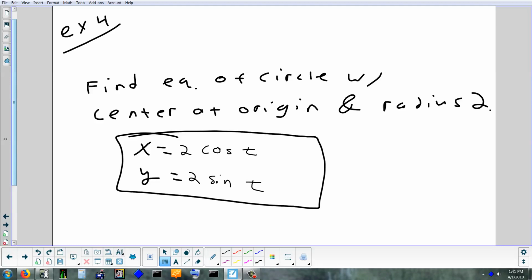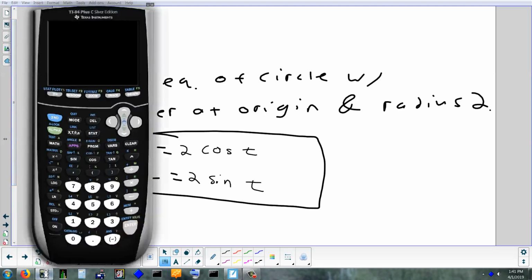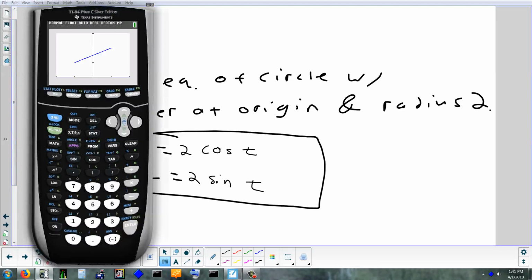What do you think t would have to go from and to get a whole circle? Yeah, 0 to 360. Yes. If you're in degrees, t would go from 0 to 360. Let's just see what mode I'm in. All right, I'm in radians. So t would have to go from what to what? Not 0 to 360.